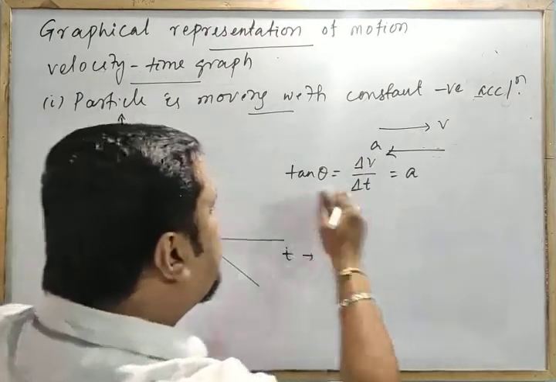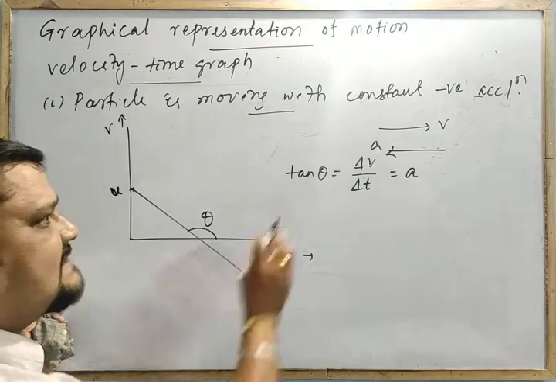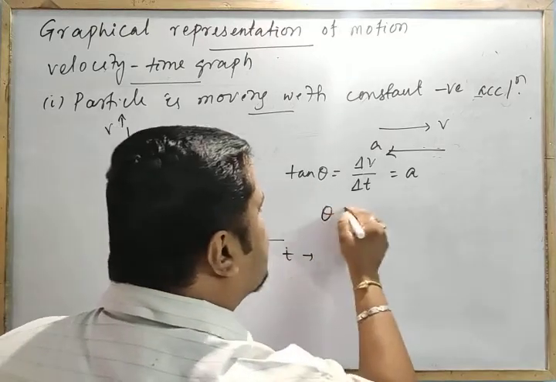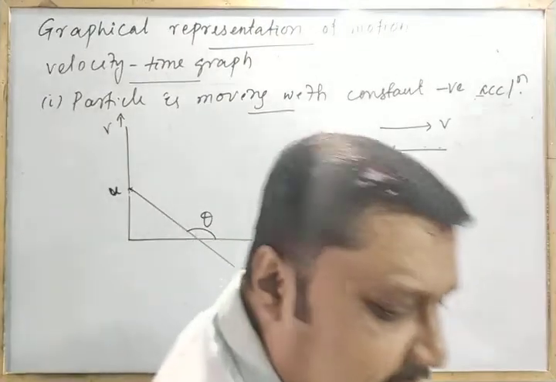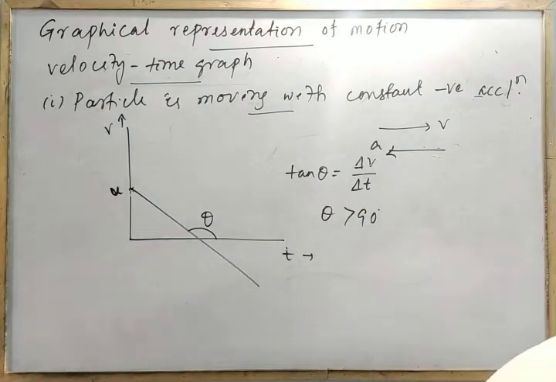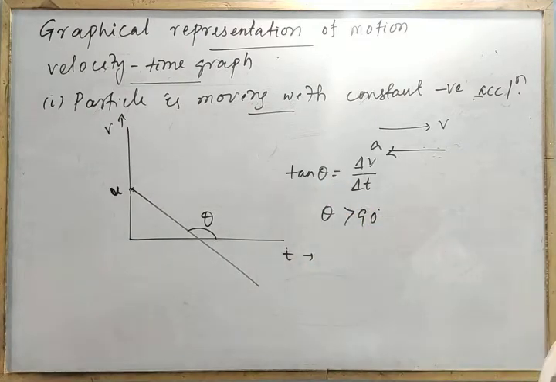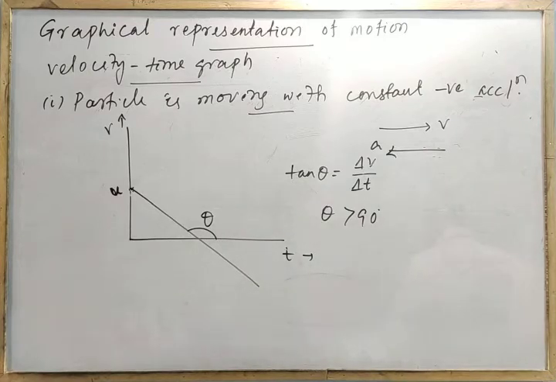Then if you find the slope, tan theta, okay? So what is this tan theta? Tan theta is equal to delta v by delta t. So the slope here, theta is greater than 90. Theta is greater than 90 means what? Here the acceleration is negative, hence theta is obtuse, hence tan theta becomes negative, then acceleration is also negative. Yes, clear.